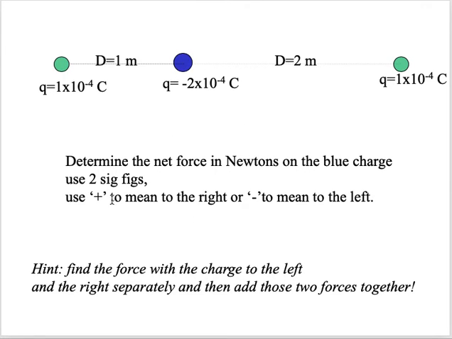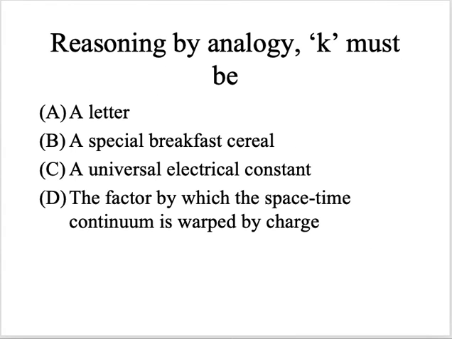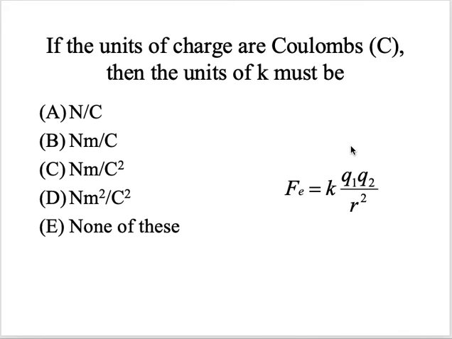And we're going to use our standard positive to mean to the right and negative to mean to the left. Okay, so just like we did with gravity, you don't solve this all at once. The formula, go back to the formula here, right? The formula only involves two charges at a time. So what you have to do is pair off the charges, calculate the force due to each pair of charges, and then determine the net force.